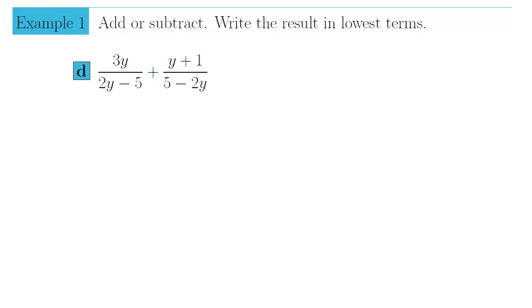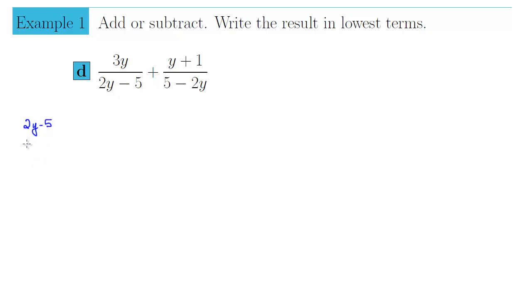Example 1d. Add the rational expressions 3y over 2y minus 5 plus y plus 1 over 5 minus 2y. Our first step is to obtain the common denominator. Notice that 2y minus 5 and 5 minus 2y are different, but they're also very similar. Let's write down our first denominator, 2y minus 5. That's factored as far as it can go, so we'll just write it as 2y minus 5.